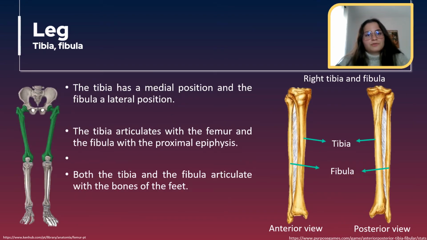So the tibia and the fibula are the other bones that form the leg, and they are located here. The tibia has a medial position and the fibula a lateral position. So this one in here is the tibia, and this one is the fibula. The proximal epiphysis of the tibia, which is here, this zone, articulates with the femur and then here with the fibula. And both the tibia and the fibula articulate with the bones of the feet. So, in this image here, you can see how they articulate with each other.